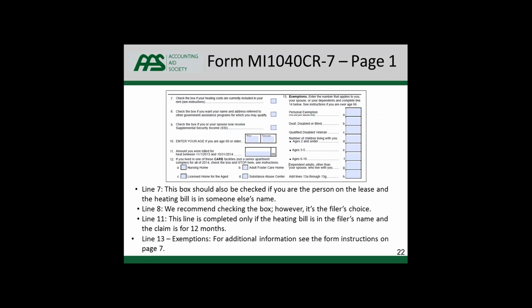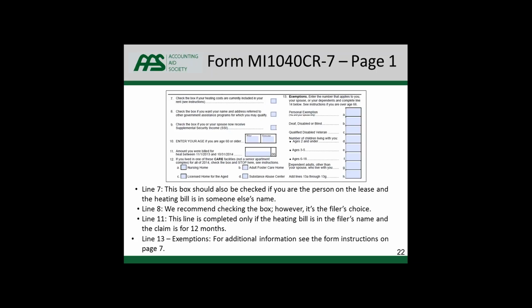Okay, all right. On the form CR7 page 1, there's some other boxes to check. Line 7, the wording of the form is not totally complete. It says, check this box if your heating costs are included in your rent. Well, that also applies if they are in somebody else's name. And by checking that box, then you will get the check and you won't get an energy draft.